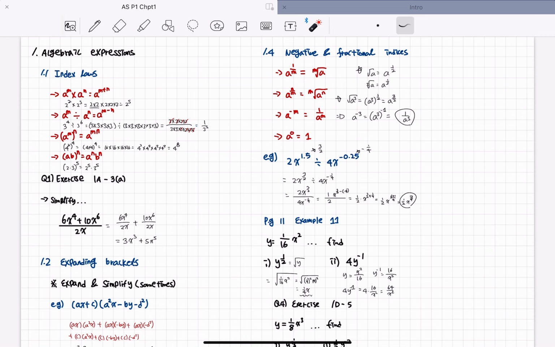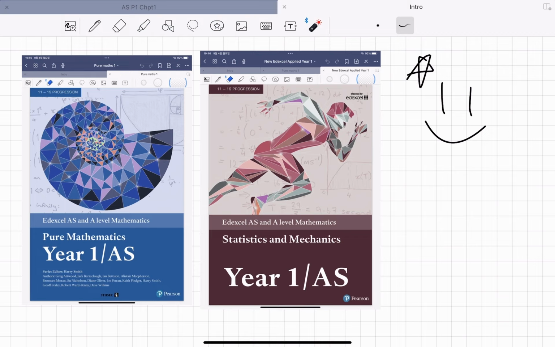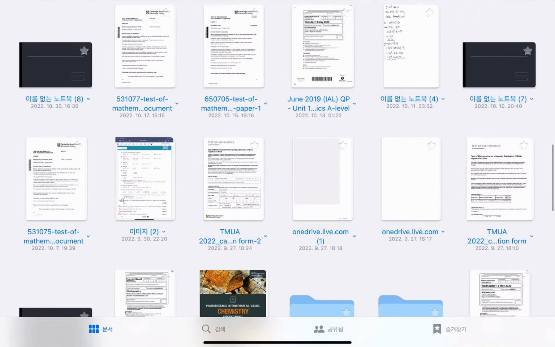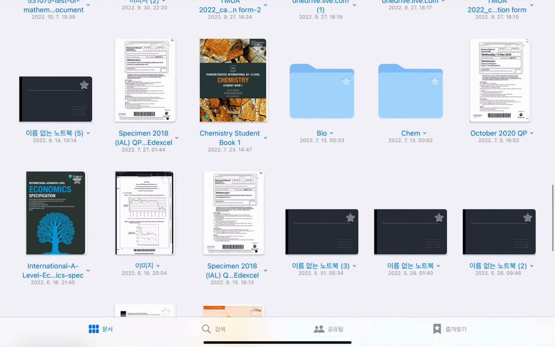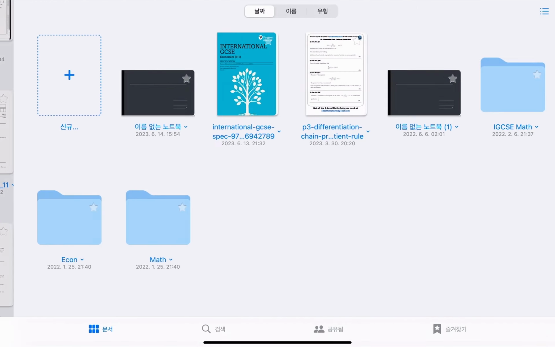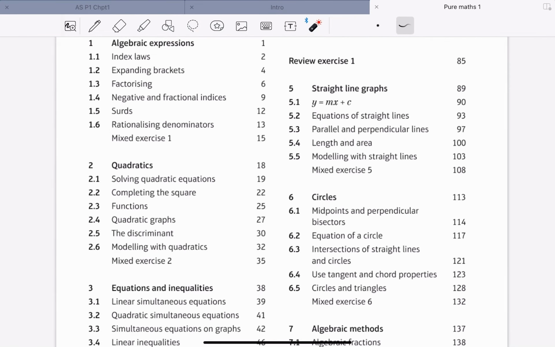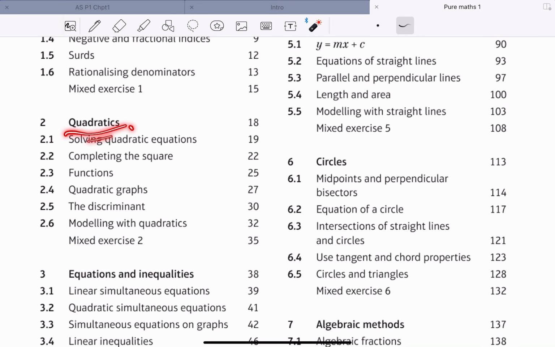Then let's try chapter 2 for the next lesson, which is about quadratics, and this one is quite important.